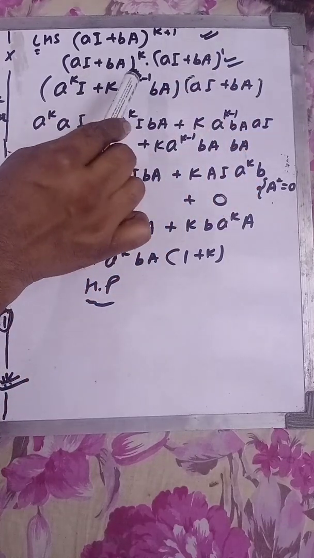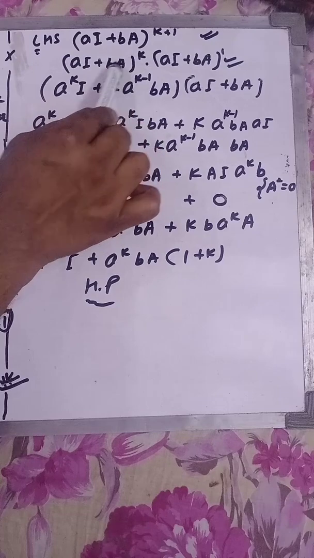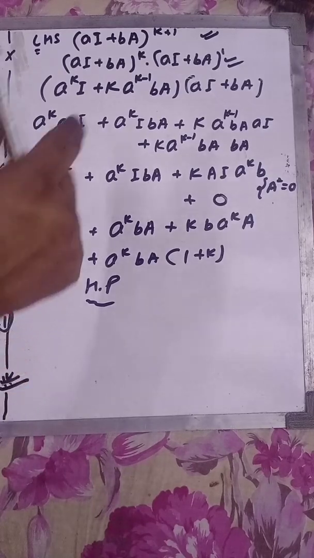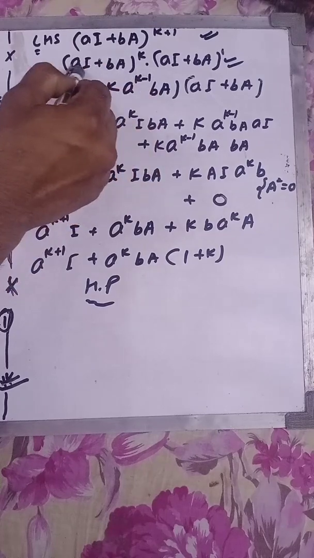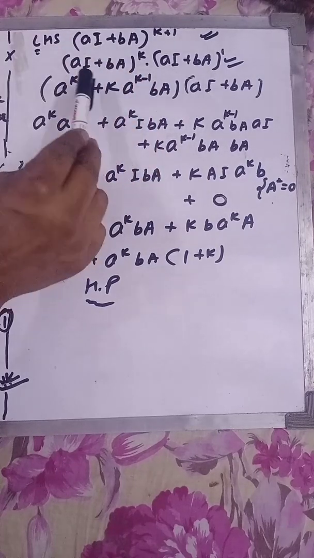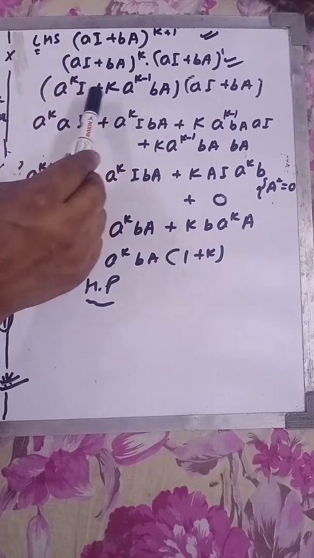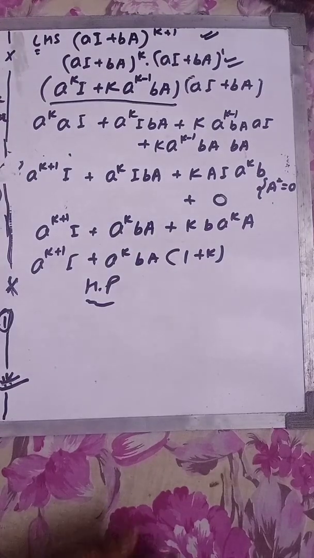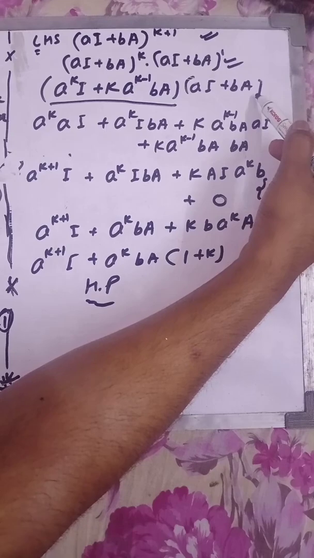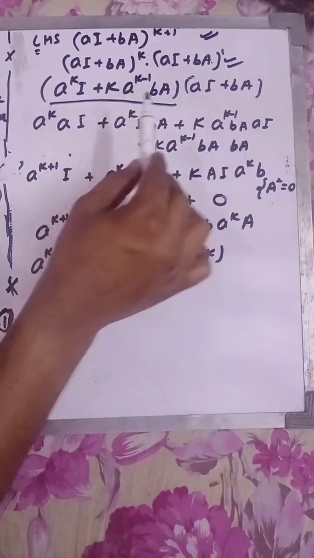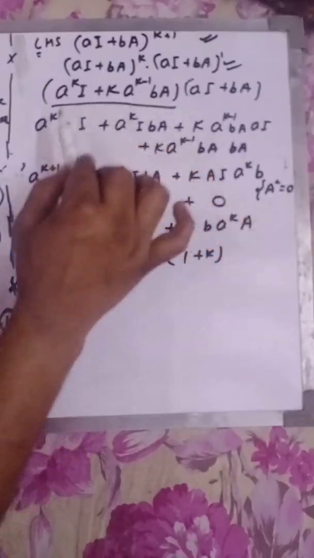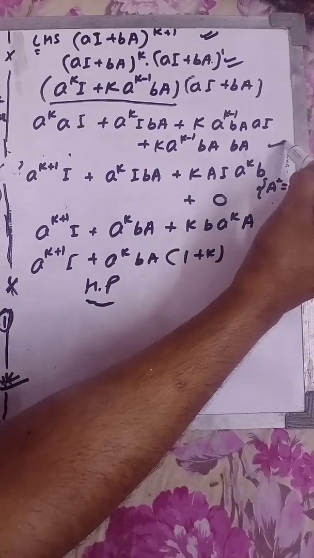Fine. After that, what you have to do, in place of this, see equation number 1. When you see equation number 1, you will get the value of aI + bA. So this is the value for (aI + bA)^k, and the same term you have to copy. After that, you have to just multiply each and every term. After multiplication, you will get this step.